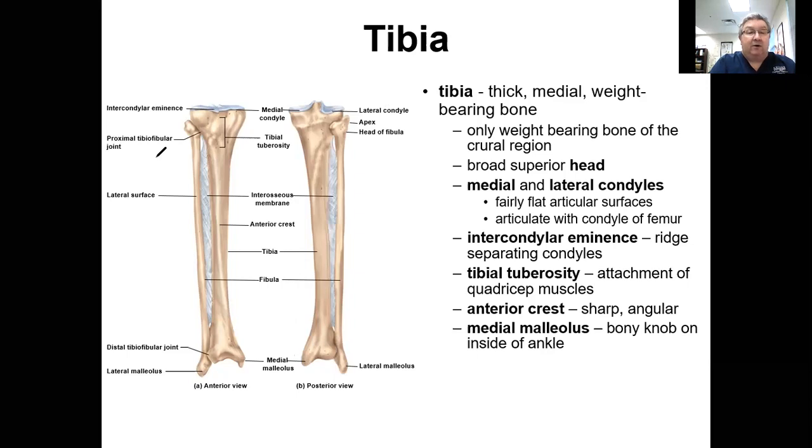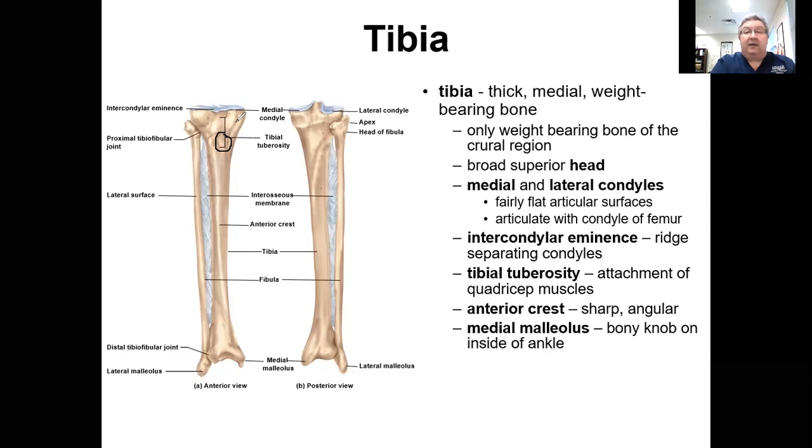On the anterior portion of the tibia, there is a bony projection. It is known as the tibial tuberosity. The tibial tuberosity is where the patella tendon from the quadriceps attaches. And again, it allows us to kick the leg outwards. Okay? So the tibial tuberosity.